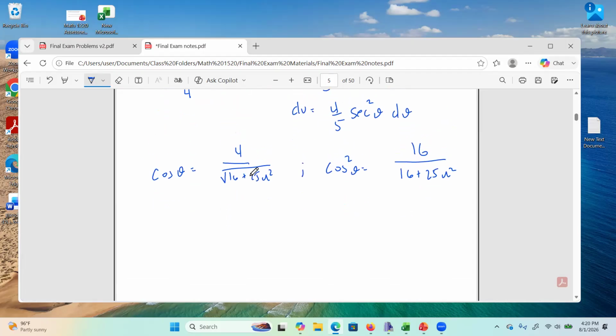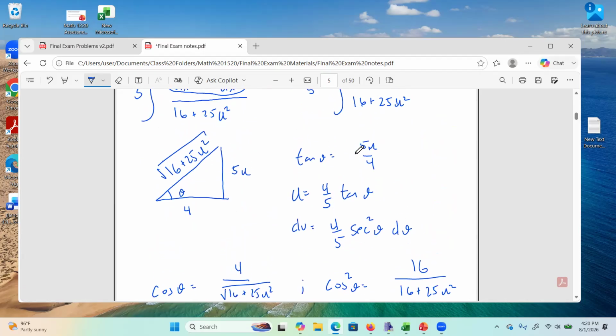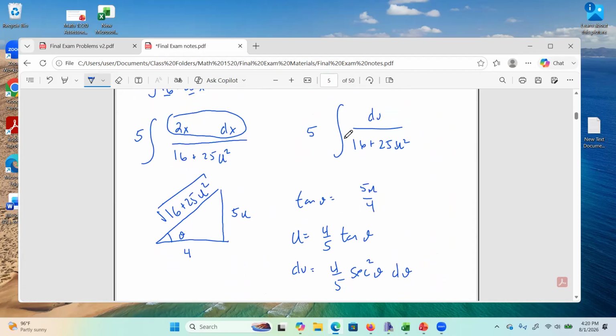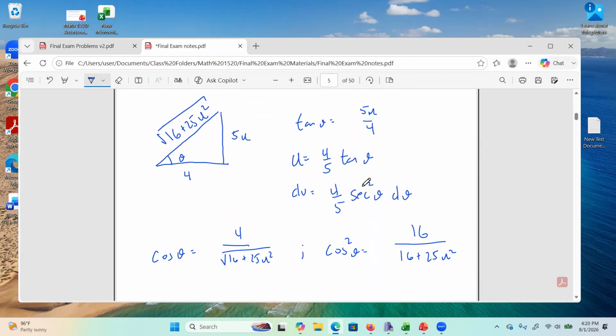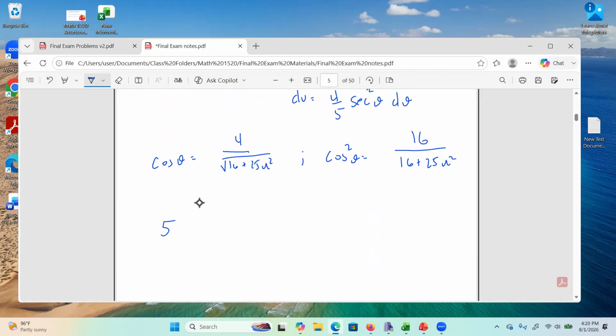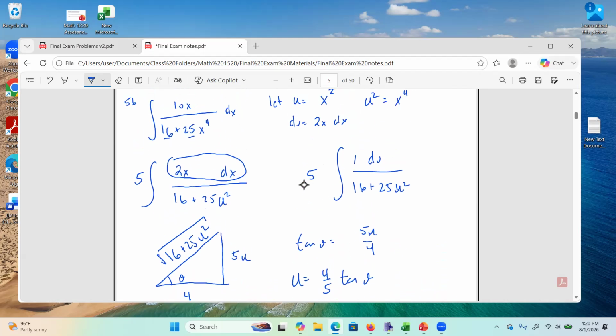At that point, I'm going to go back into my whole integral and see what's going on. So we've got our du. I'm going to put the 5 out in front, so I've got 5 integral of my du, which is 4/5 secant squared theta d theta, times... Now what I'm going to do is multiply by 16 and divide by 16, so we have 16 up here and 16 down there.